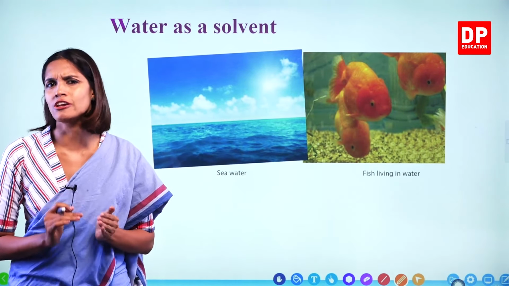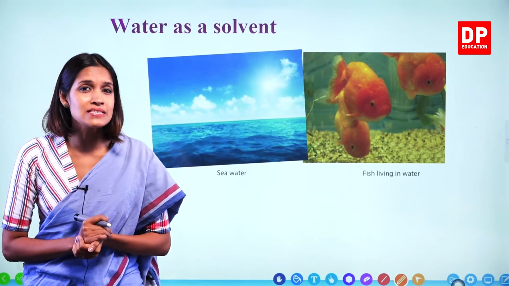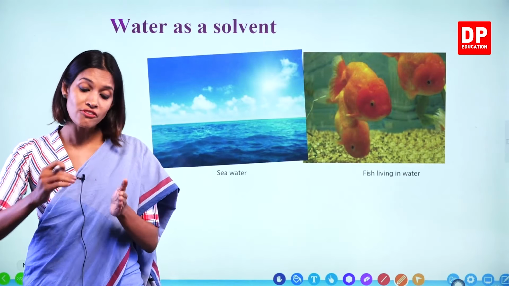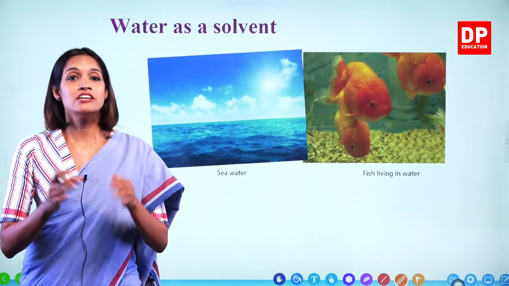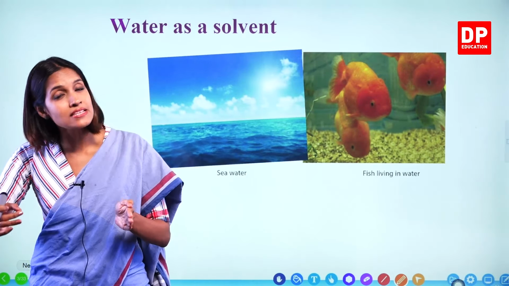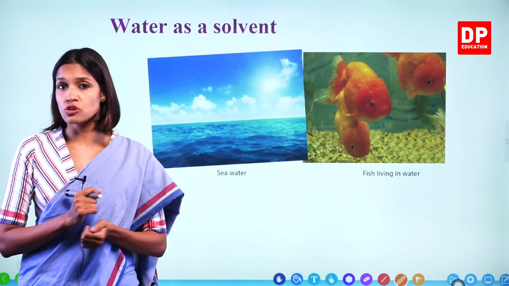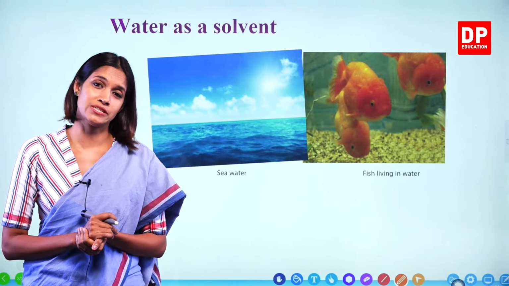So what is a solvent then? Remember, children, a solvent means a certain substance that can dissolve other substances in it. Understand, children? A solvent is a substance that can dissolve the other substances in it. So what are the substances we can dissolve in water? There are so many substances that we can dissolve in water.